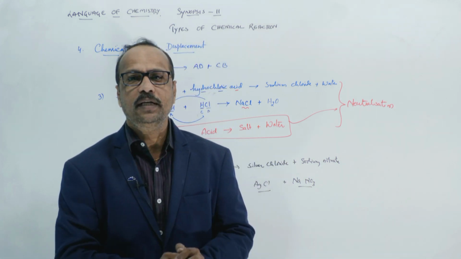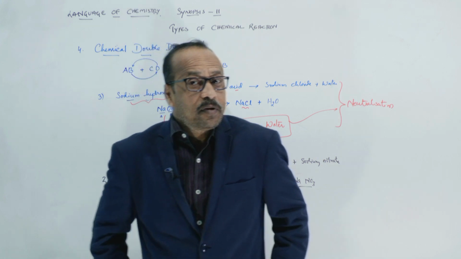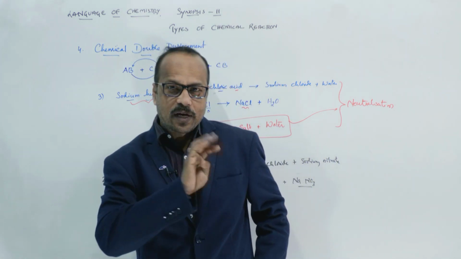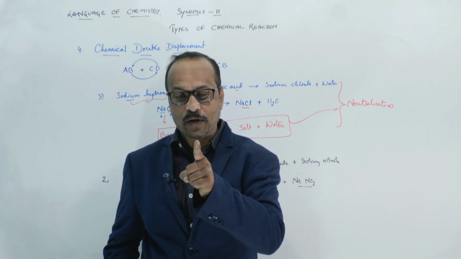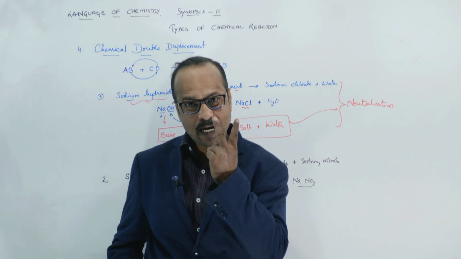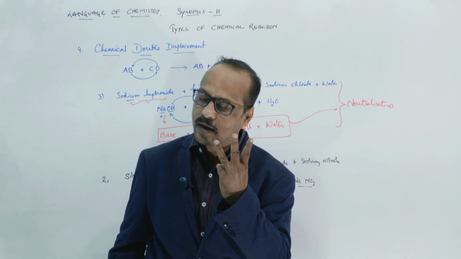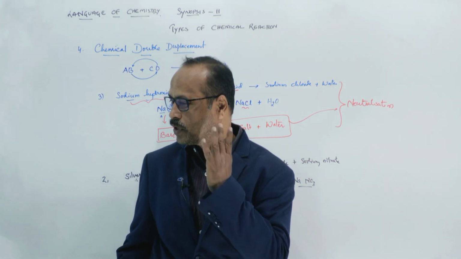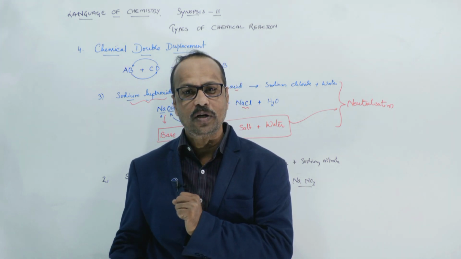So here, students, we are discussing the types of chemical reactions. How many types are there? Four types. First one is chemical combination. The second one is decomposition. Third one, displacement. Fourth one, double displacement. Very good.